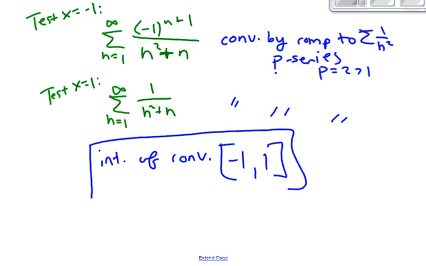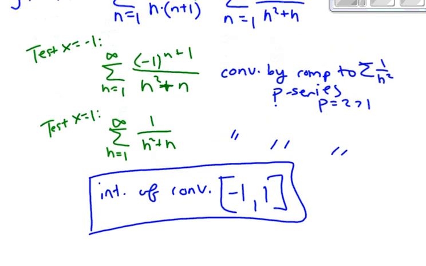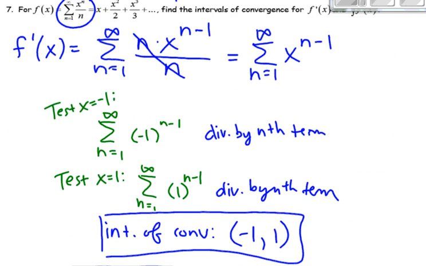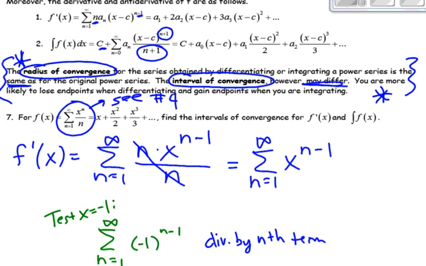Actually, that's not always going to happen that way, but most of the time it does. That's what I said in this last sentence: you are more likely to lose endpoints when differentiating and gain endpoints when you are integrating. Most likely, not all the time. So that is power series, finding the interval of convergence, radius of convergence, and the derivatives and integrals.